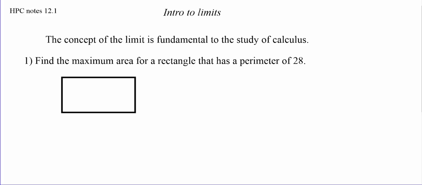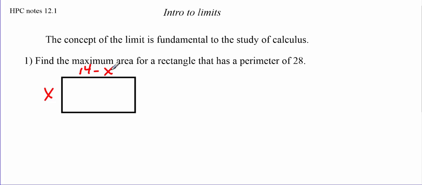So what I'm going to do is go ahead and mark one of the side lengths. I'll just use the width as my side, x. If the perimeter is 28, then these two sides have to sum to 14, so I'll make this side right there, the length, be 14 minus x.